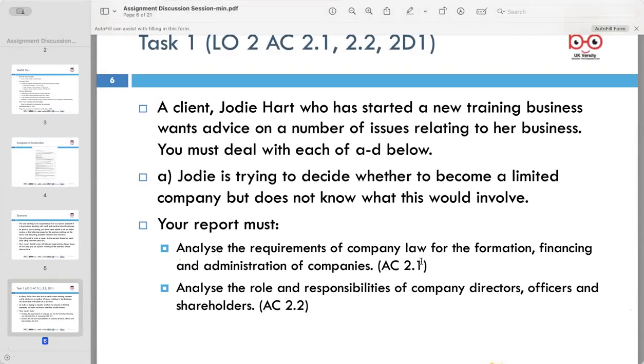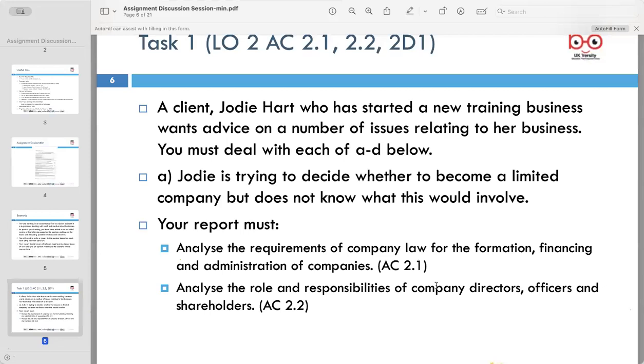Then we talk about 2.2, analyze the roles and responsibilities. Explore the roles and responsibilities of company directors, officers, and shareholders. You need to understand the legal obligations and duties these key positions have in a company. Basically, your task is to research and explain the rules and regulations about company law, about how companies are created, funded, and managed.